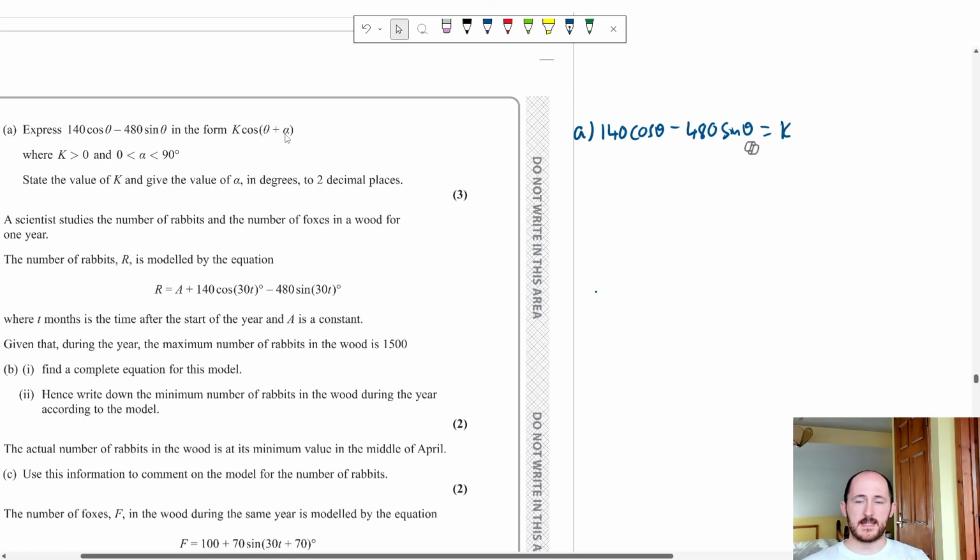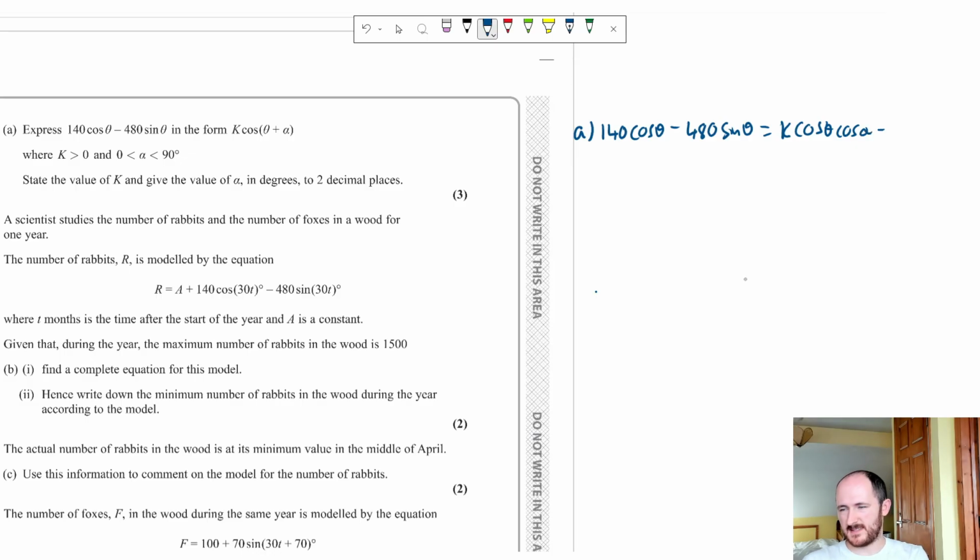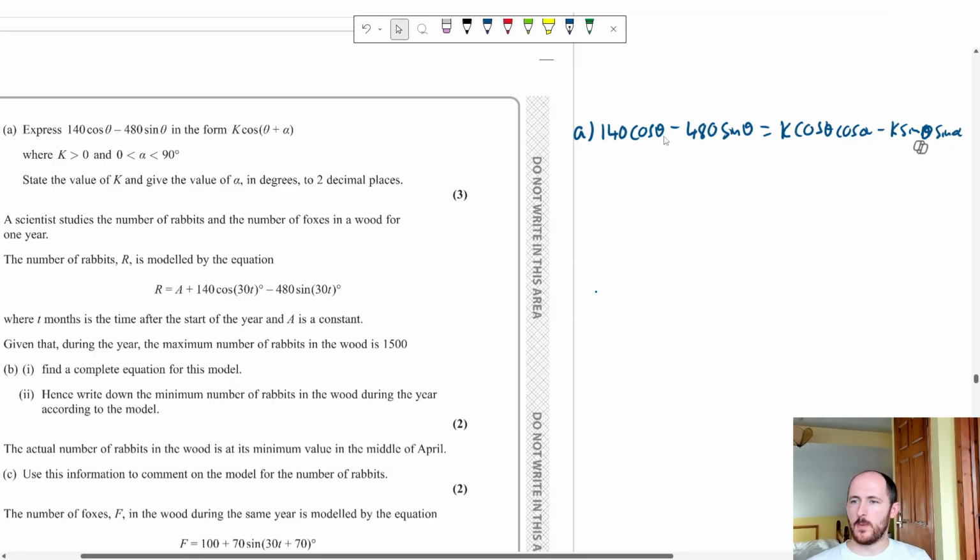Now, because it's cos theta plus alpha, we can just use the cos addition rule to work that out. So it's cos theta cos alpha minus k sine theta sine alpha. And now all we're doing is comparing coefficients. Everything in front of cos theta on this side should be the same as everything in front of cos theta on this side. So on this side we have 140 cos theta should equal k cos alpha cos theta.